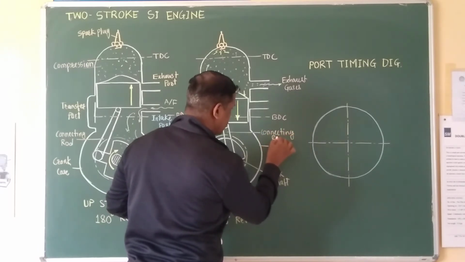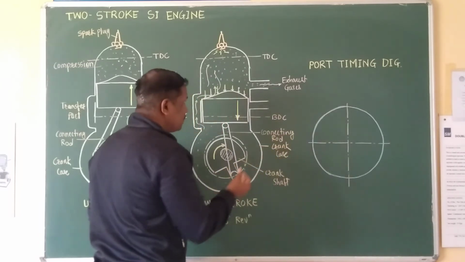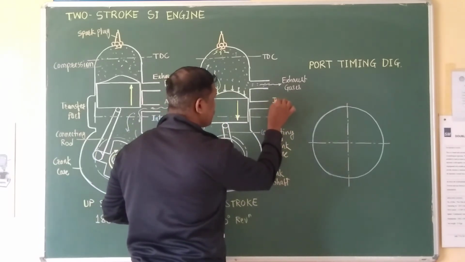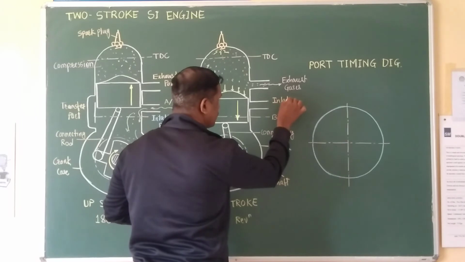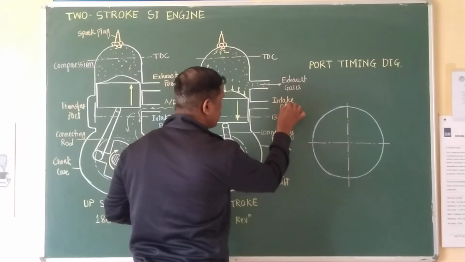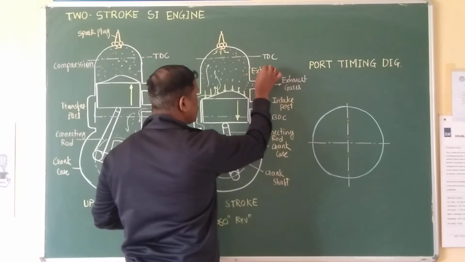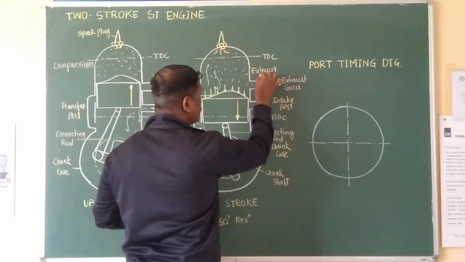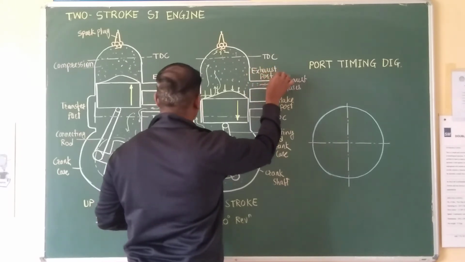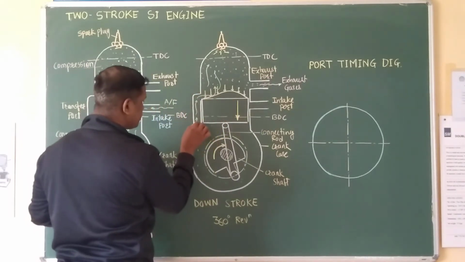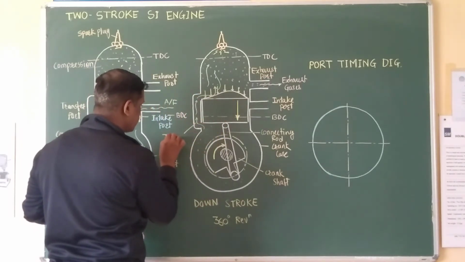this is our first stroke, upstroke, second stroke, downstroke. We have to take a precaution while drawing our piston position so that two processes in each stroke are reflected. Okay. So let me complete the labeling.